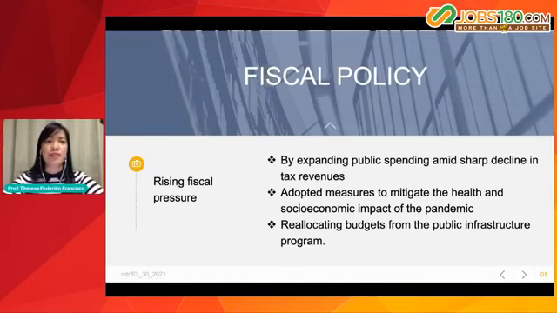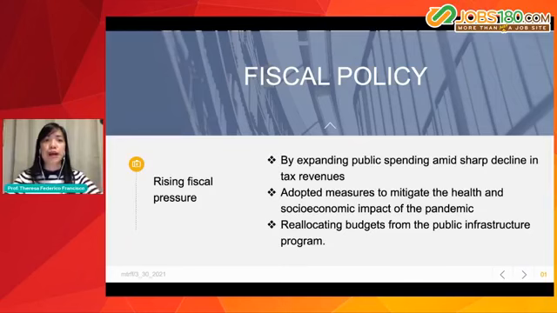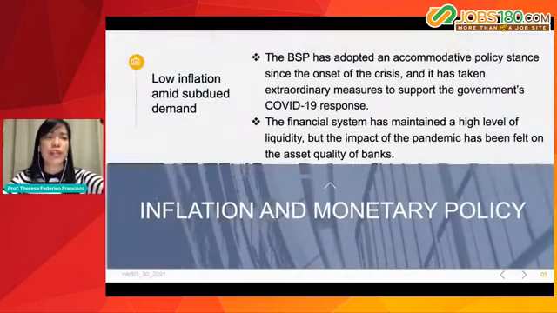So public spending rose sharply as the government adopted measures to mitigate the health and socio-economic impact of the pandemic, reallocating budgets from the public infrastructure program. Okay, now let us take a look at inflation and monetary policy.